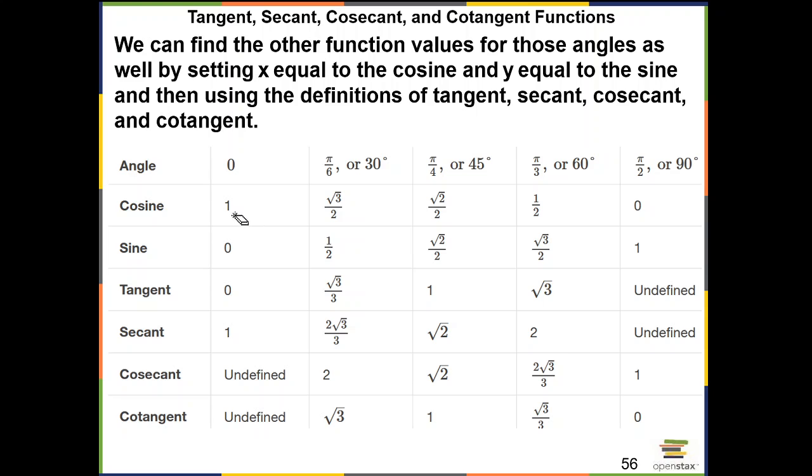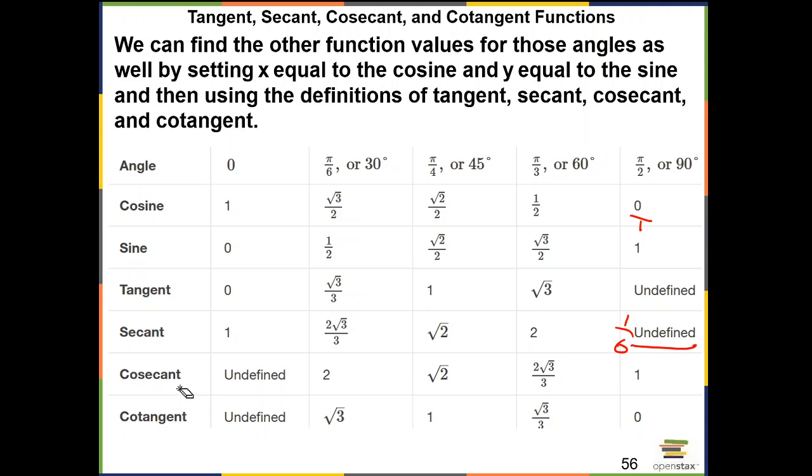Now secant is 1 over cosine, so just take the reciprocal of these numbers. Reciprocal of 1 is 1. Reciprocal of this is 2 over square root of 3, and rationalize it, you get this. Take the reciprocal of square root of 2 over 2, which is 2 over square root of 2. Rationalize it, you get square root of 2. Reciprocal of 1/2 is 2. Reciprocal of 0, think of 0 as 0 over 1, so reciprocal of it would be 1 over 0, and 1 over 0 is undefined.